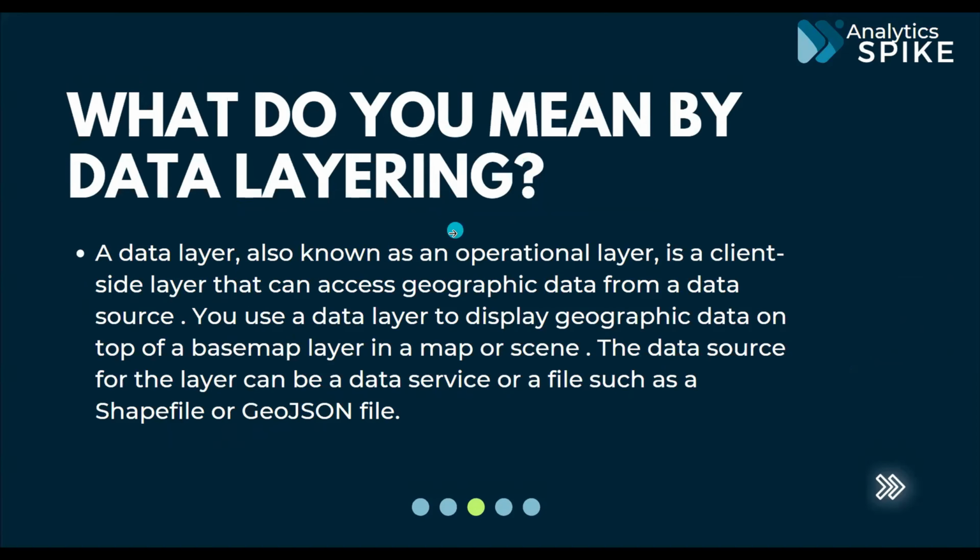What do you mean by data layering? A data layer, also known as an operational layer, is a client-side layer that can access geographic data from a data source. You use a data layer to display geographic data on top of the basemap layer in maps or scenes. The data source for the layer can be a data service or a file such as a shapefile or GeoJSON file.